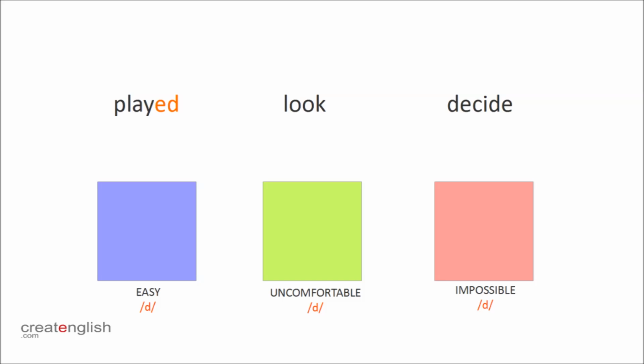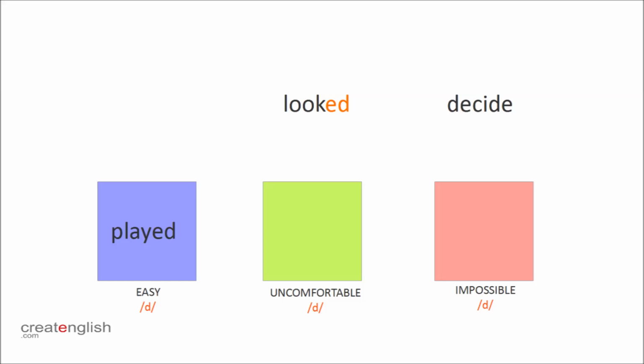Played. Okay, to me this seems easy, so I'll put it in the first box. Let's see the second word. Let's add ed and try to say it with d. Looked. Well, I can do it, but it feels uncomfortable and a little unnatural, so I'll put it in the second box.